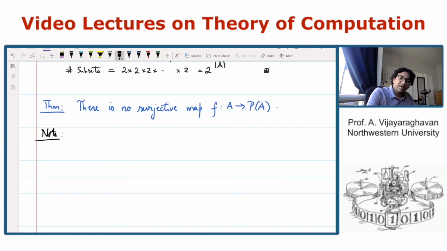It's easy to see that the cardinality of A is certainly less than or equal to the cardinality of the power set of A. So how do you show this? You just construct an injective map.